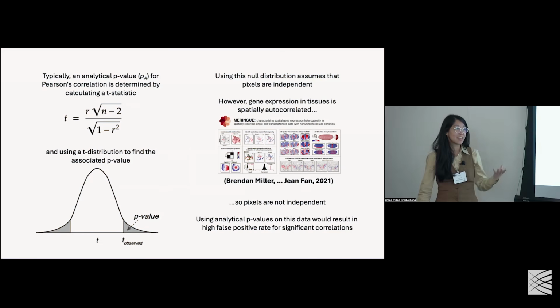So at the end of the day, these pixels are not actually independent. Therefore, whenever the underlying assumptions are violated, you would expect that using this analytical p-value would result in a high false positive rate and identify a lot of spurious significant correlations.